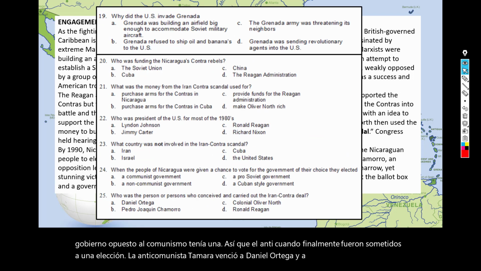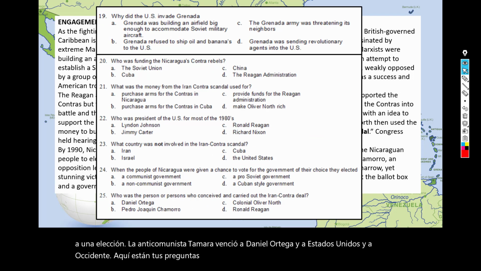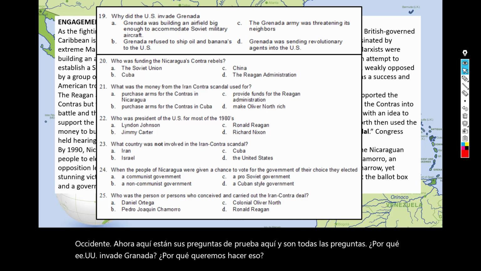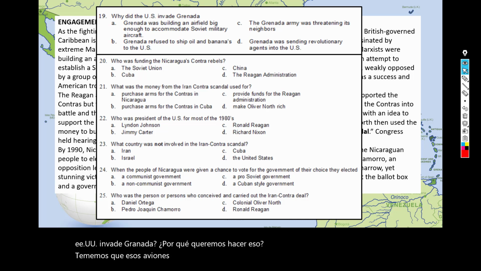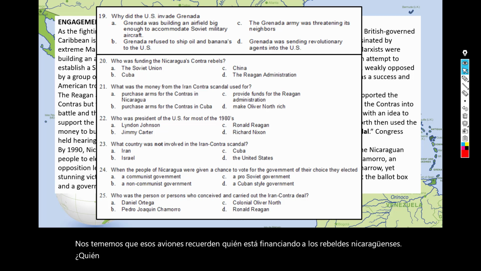Now, here's your test questions here, and it's all the questions. Why did the U.S. invade Grenada? Why do we want to do that? We were afraid of those airplanes, remember? Who was funding the Nicaragua Contra rebels? Who was funding the Contras? Well, Ronald Reagan was, the Reagan administration.